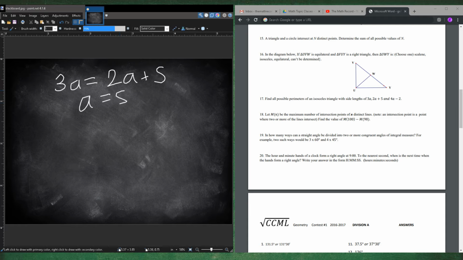That's 15, that's 10, that's 15. Yes, that's 20 minus 2, 18. Yes, so a is equal to 5. That works. So let's say what happens if 3a is equal to 4a minus 2. So a is equal to 2.